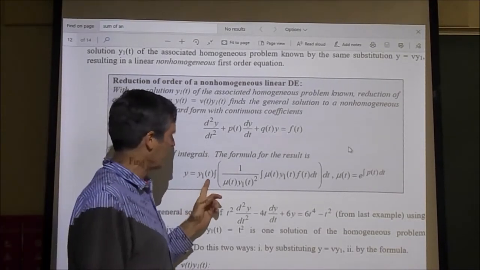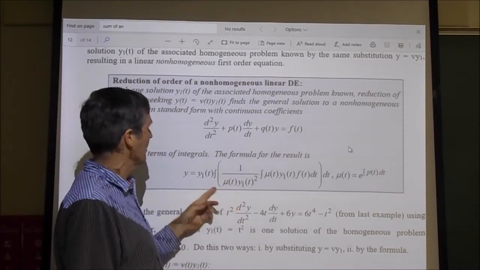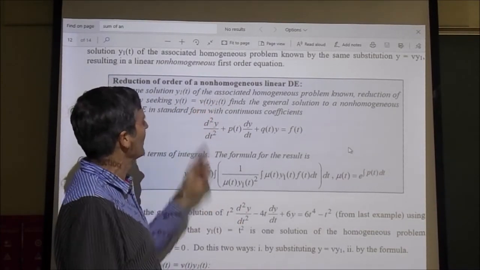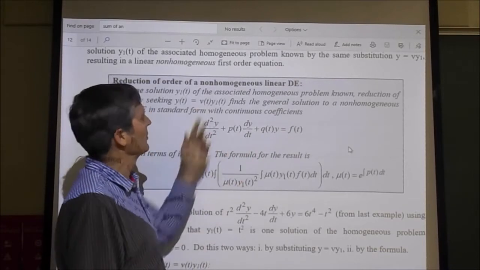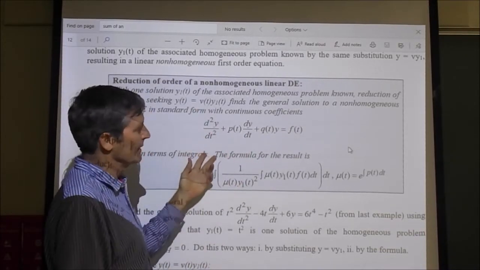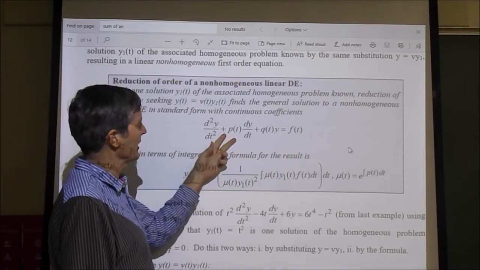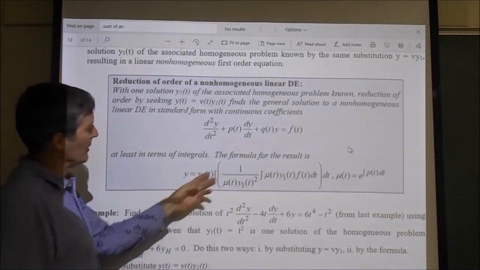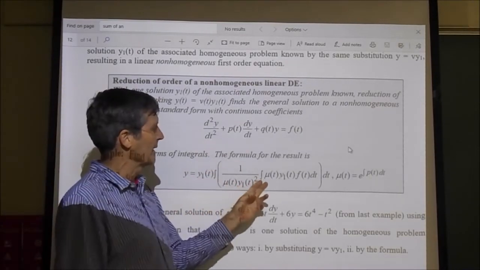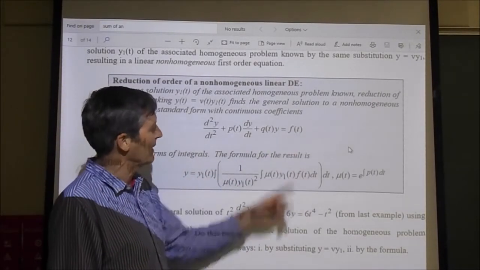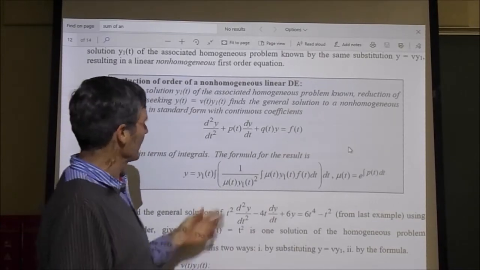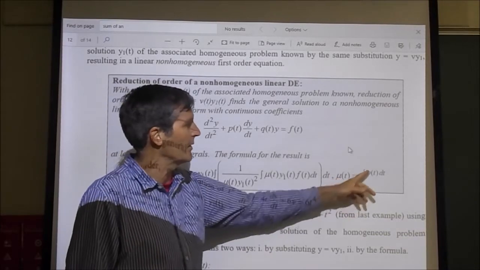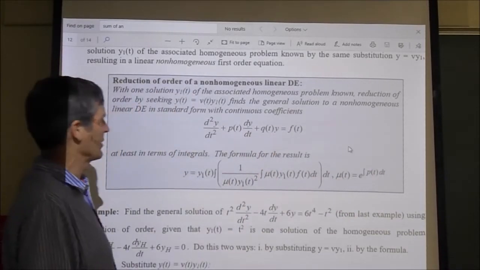I won't derive this one, but it's similar to variation of parameters. You just assume a solution in the form y equals y1 v1 exists, and when you plug that in, like we did with variation of parameters, you come up with this formula: y1 times 1 over mu y1 squared, integral of mu y1 f, where f is the right-hand side. It gives you the general solution as long as you carry the arbitrary constants in here, where mu is e to the integral p of t dt out of the original equation.